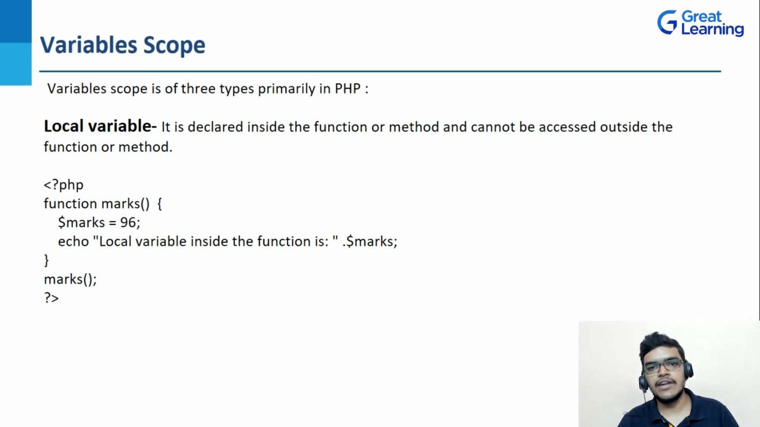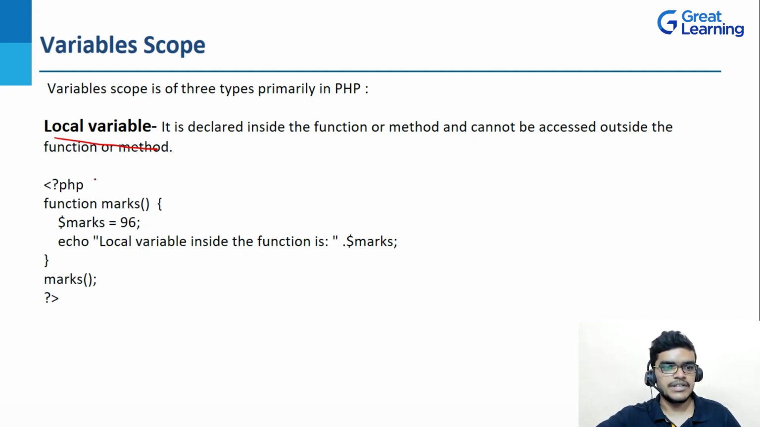Now after knowing what a variable is, we have variable scope, which is primarily of 3 types. The first one is local variable, global variable, and static variable. So now let's understand what a local variable is. A local variable is a variable that is declared inside the function, or you can say in the method, and it can't be accessed outside the function. Now let's see an example.